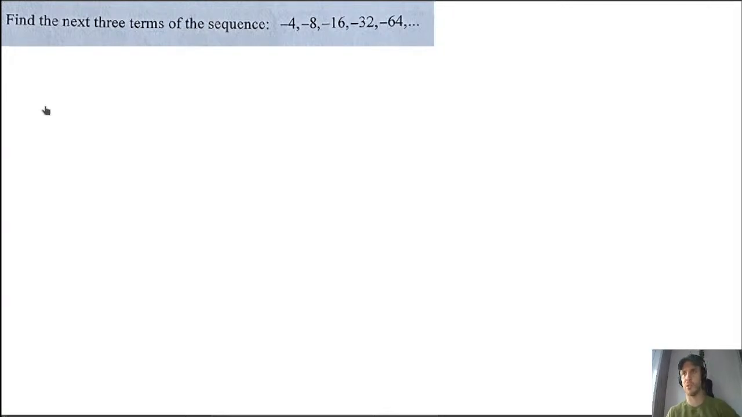The notation is really weird. So let's see if we can figure out the pattern for these. A big thing is just factor everything. So we've got -4, -8, -16, -32, -64, dot, dot, dot. So this to me is like -1 times 4, which is -1 times 2 squared.